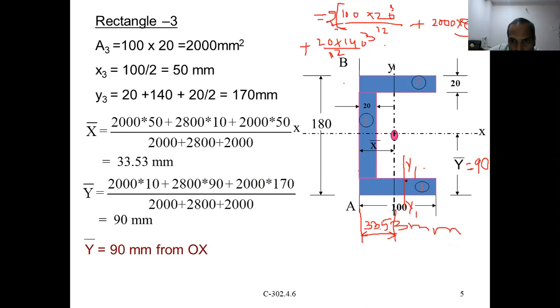So what is the distance from here to here? Where does it lie? Because it is 100 mm, it's a rectangle. It's nothing but its distance is 50.